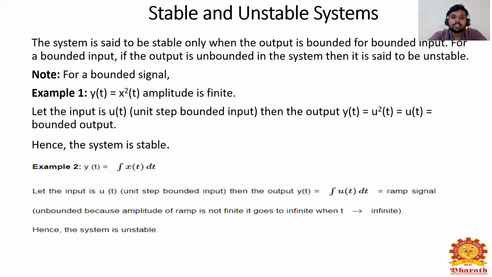So these are the definitions, and we have seen two examples for stable and unstable. The system is said to be stable only when the output is bounded for bounded input. If the output is unbounded, then it is said to be unstable.